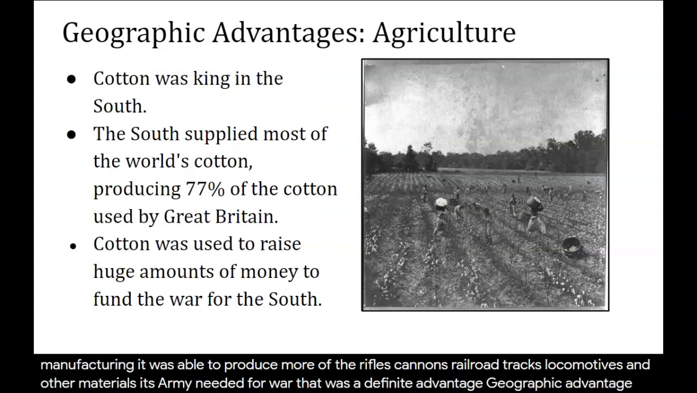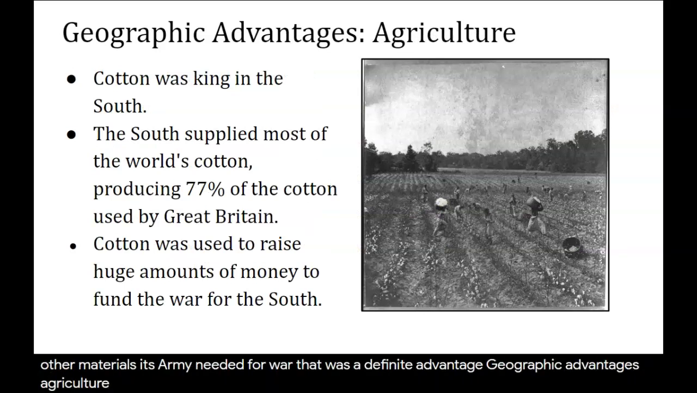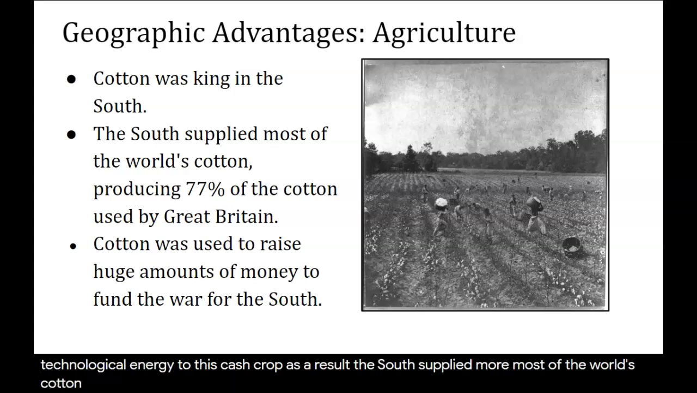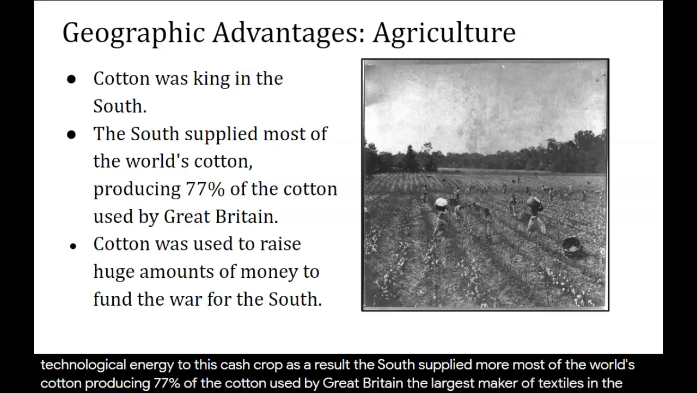Geographic advantages. Agriculture. Cotton was king in the South. The region devoted the majority of its economic and technological energy to this cash crop. As a result, the South supplied most of the world's cotton, producing 77% of the cotton used by Great Britain, the largest maker of textiles in the world.